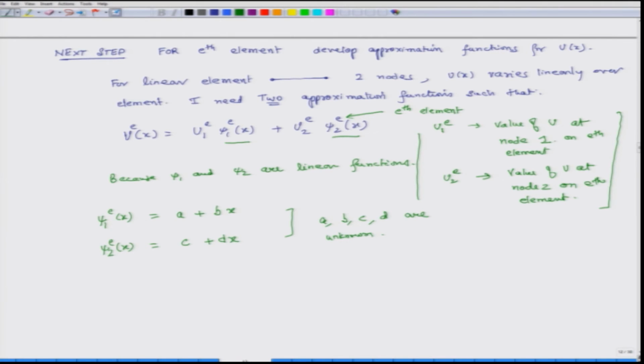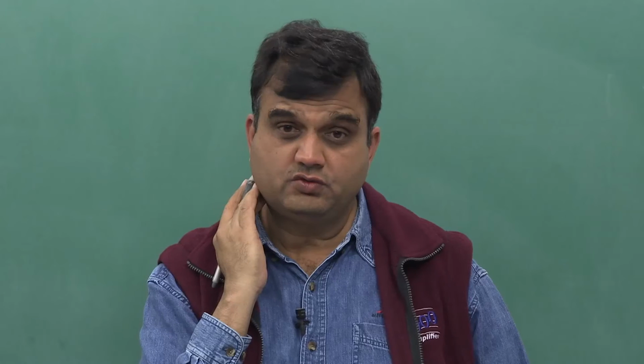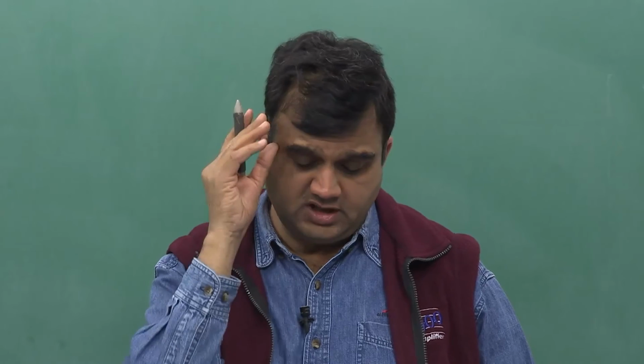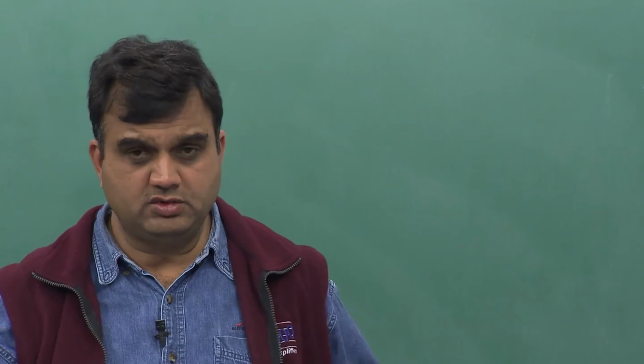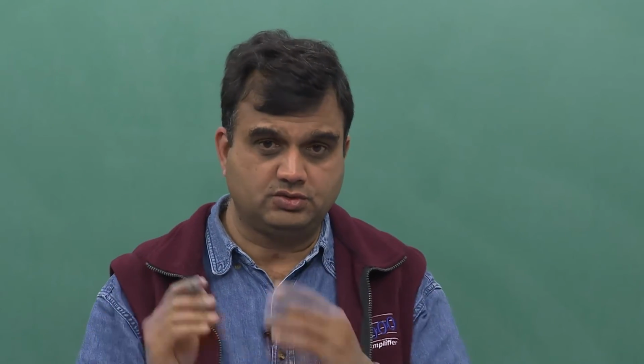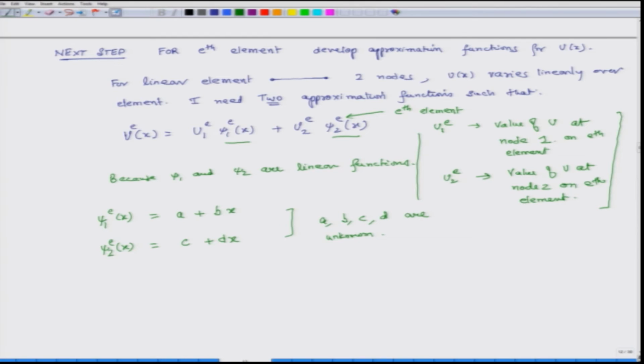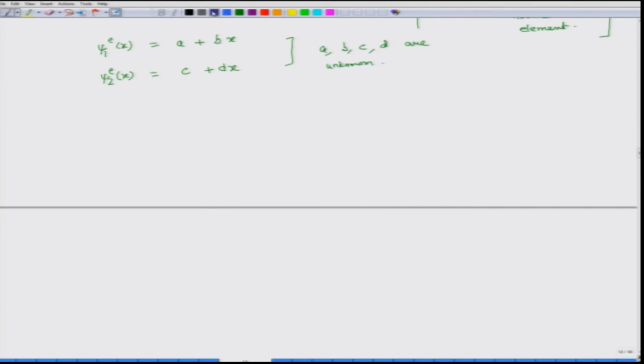Okay. We know that the value of u at the first node is u1e, and the value of u at the second node is u2e. We do not know exactly what they are, but they are some general numbers u1e and u2e. So, in terms of u1e and u2e, using this information we will try to infer the values of these constants a, b, c and d.